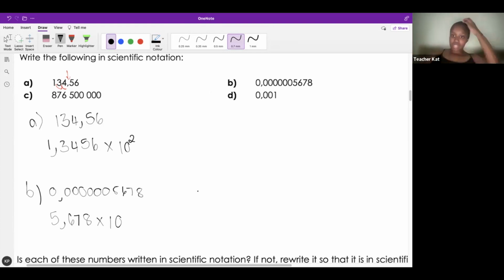Look carefully where it is and where it's going. It's here right now. So I'm moving it to the right. How many times are we moving this? 1, 2, 3, 6.